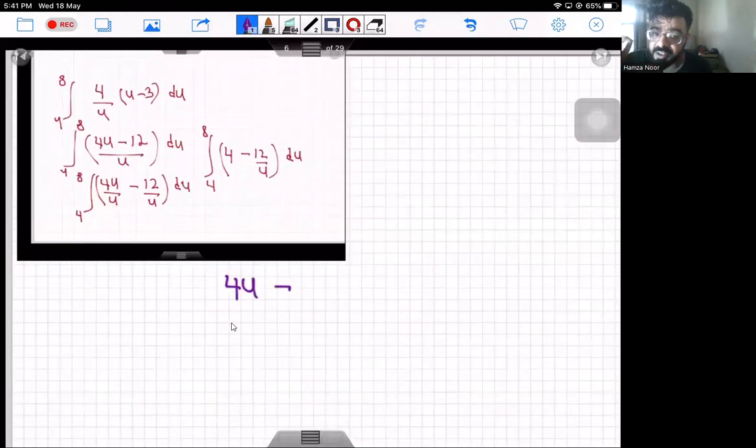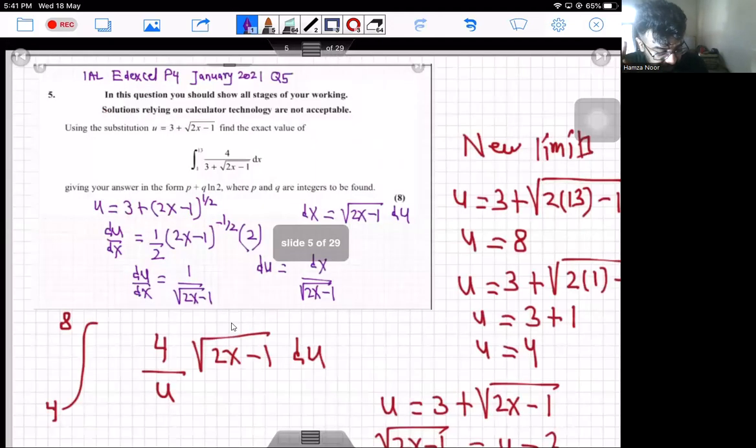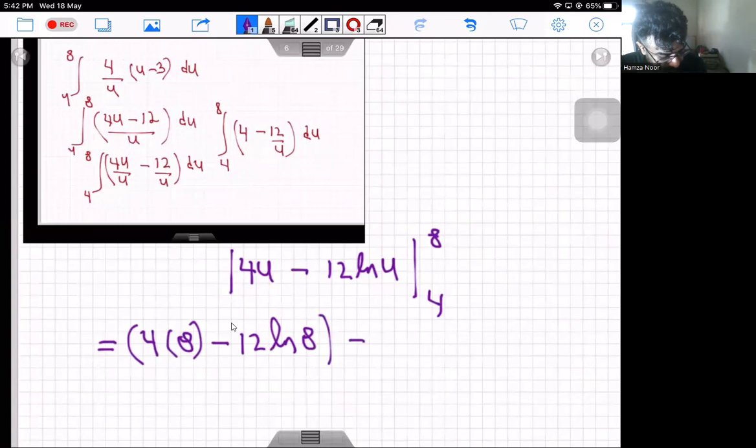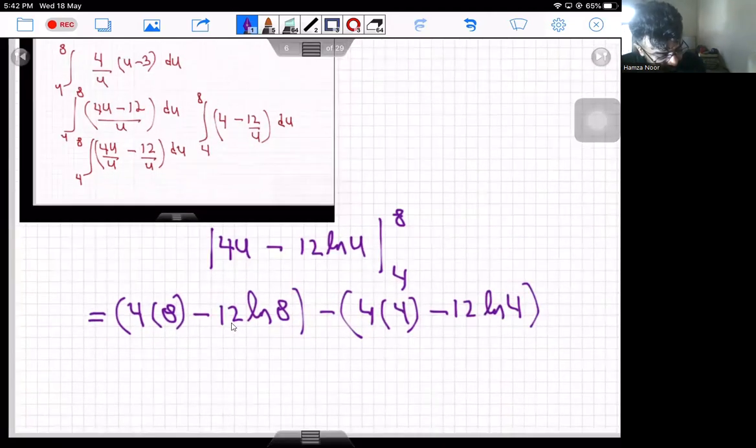And when we integrate minus 12 over u with respect to u, we will get minus 12 multiplied by ln u. So minus 12 ln u. And upper limit is 8, lower limit is 4. We need to give our answer in the form of p plus q ln 2. Okay, so 4 times 8 minus 12 ln 8, and then minus, and then 4 times 4 minus 12 ln 4. So 4 times 8 is 32.